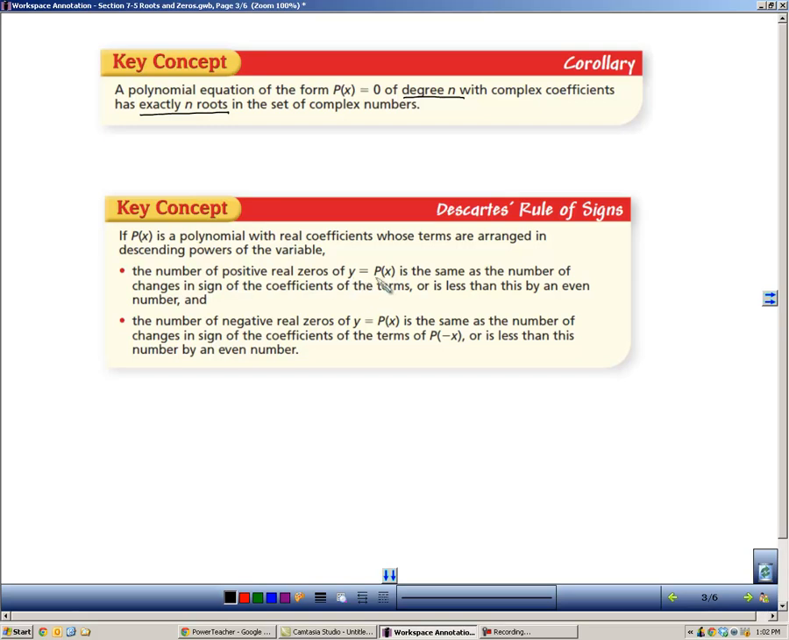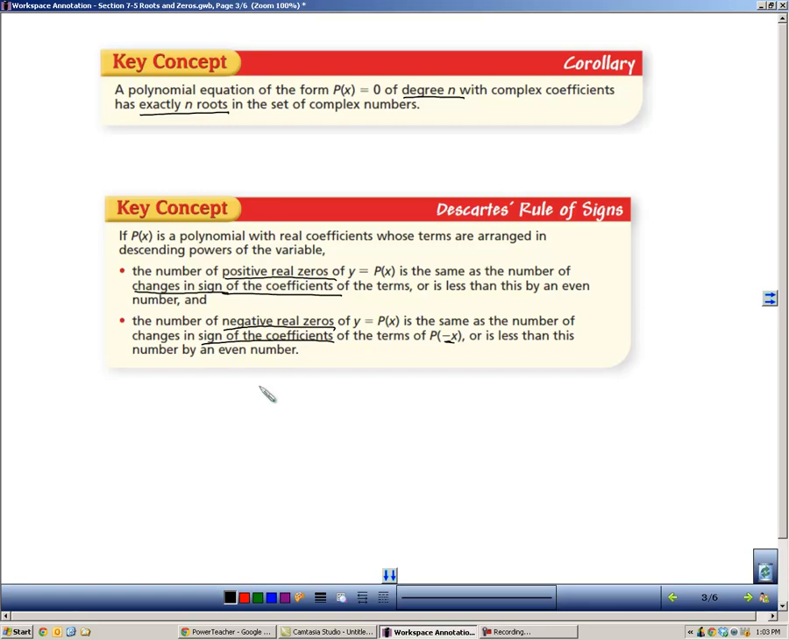And it says that if you plug in an x value into a polynomial, the number of positive real roots is the same as the number of changes of signs on the coefficients, or is less than that by an even factor. Likewise, if you plug in a negative x, the number of negative real roots is the same as the change of signs, or less than that by an even number. So the point is, if you count up all the changes of signs, you can find out how many positive and negative roots there are.